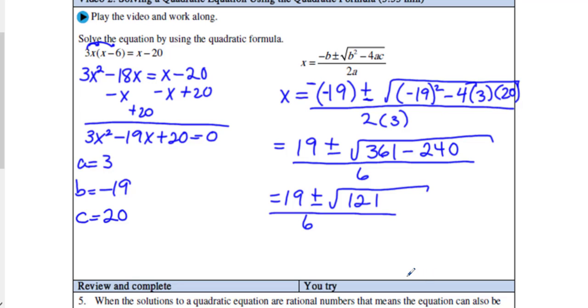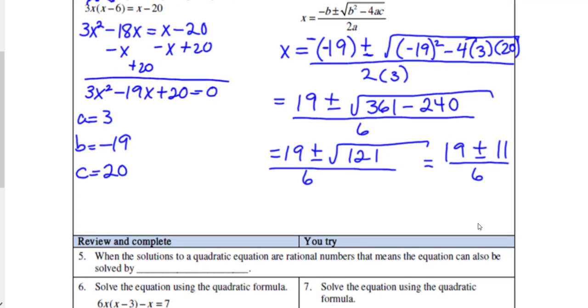Now, this is a nice one because the square root of 121, if you look on your square root page or you use your calculator, equals 11. So I have 19 plus or minus 11 over 6. So now this is the first one we've had with nice whole numbers and haven't been left with a square root. So this is what you do. You have 19 plus 11 over 6. Let's figure out what that is. 19 plus 11 is going to be equal to 30 over 6, which equals 5. So 5 is an answer.